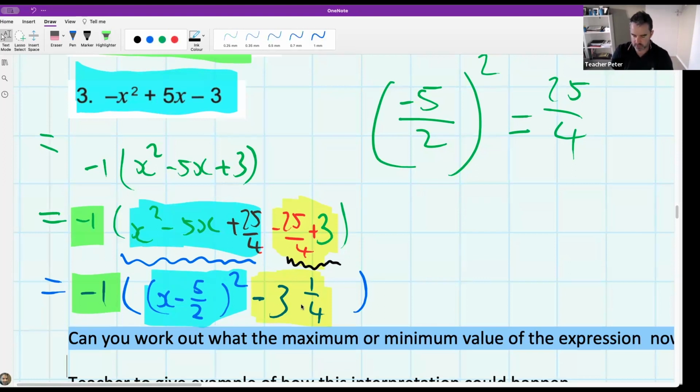So what did we do today? We basically just practiced a process called completing the square. And what are the rules for completing the square? Well, the value in front of the x squared term needs to always be 1. If it's not 1, you need to take out a common factor so that it is 1.